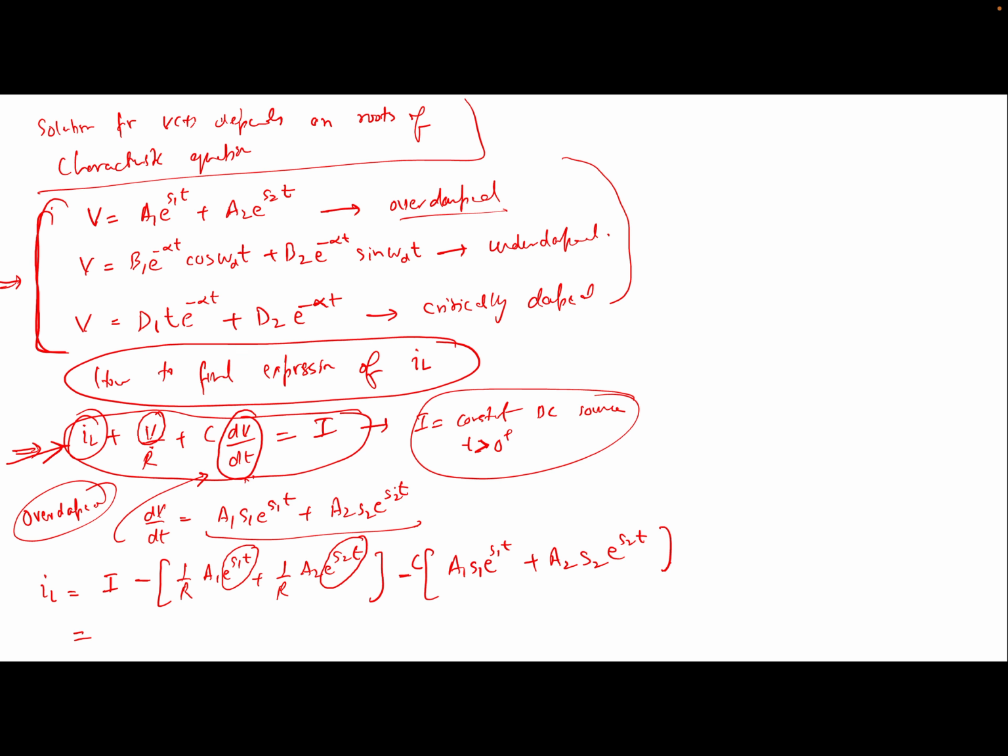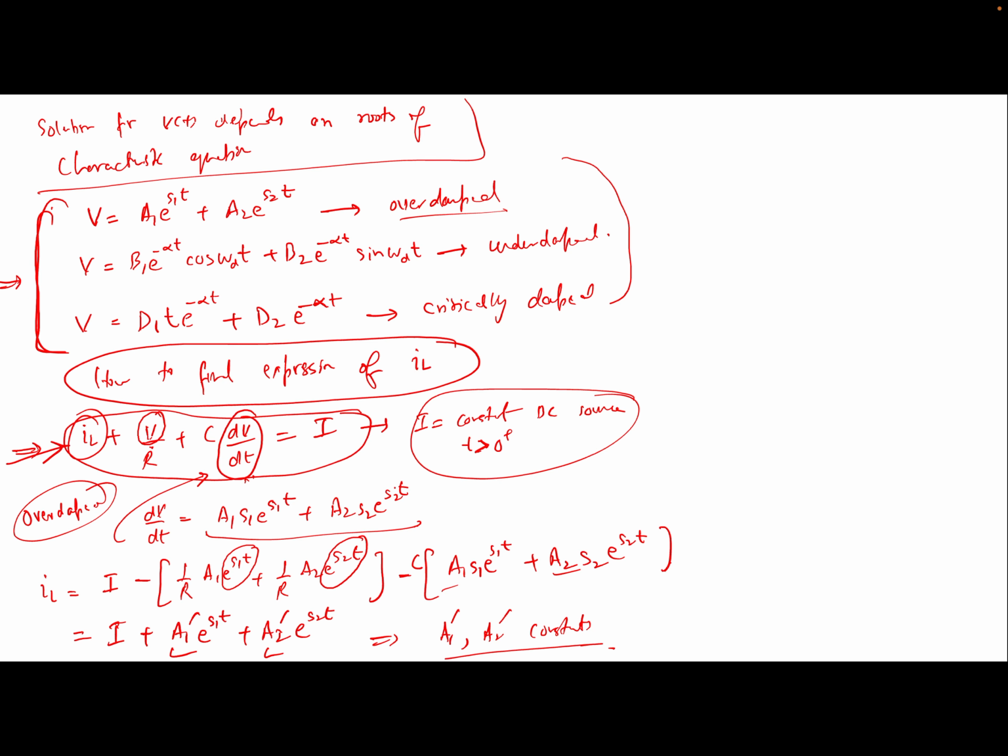Okay, so once you solve this, we are going to be left with capital I plus a1 dash e raised to power s1t plus a2 dash e raised to power s2t, right? And now these a1 and a2 prime constants are new constants. And again, these constants can be some combination of a1 and a2 as you solve this equation.